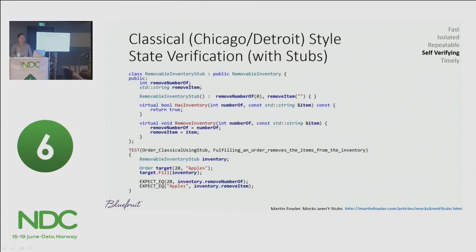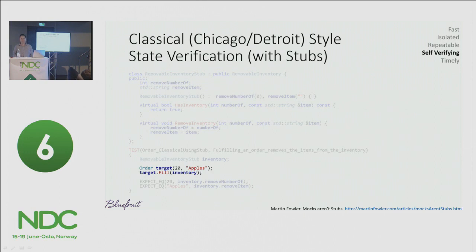So classical TDD uses what's known as state verification. There are 2 kinds of objects used in the test. The first kind is the system under test. In this case, it's an instance of the order class called target. The second kind of object is a collaborator. These are dependencies of the system under test.